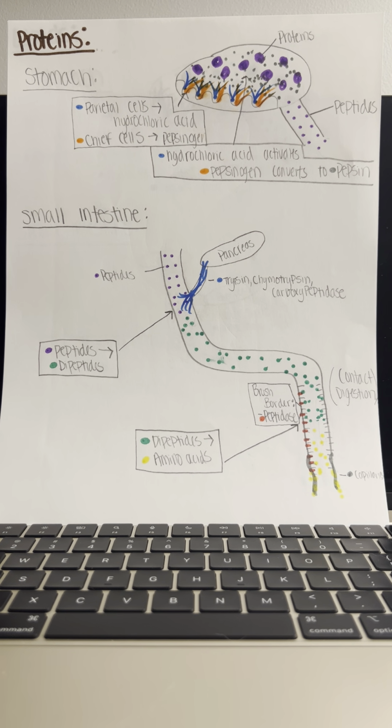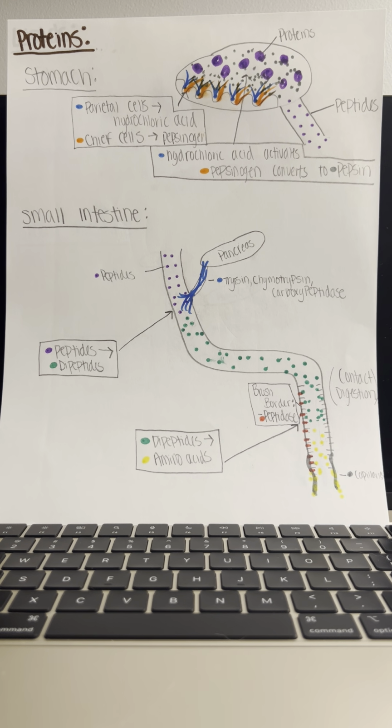Proteins. Protein begins digestion in the stomach due to pepsin. In the stomach, parietal cells secrete hydrochloric acid and chief cells secrete pepsinogen. Hydrochloric acid activates pepsinogen, which converts to pepsin and breaks down proteins into small chains of peptides that move into the small intestine.